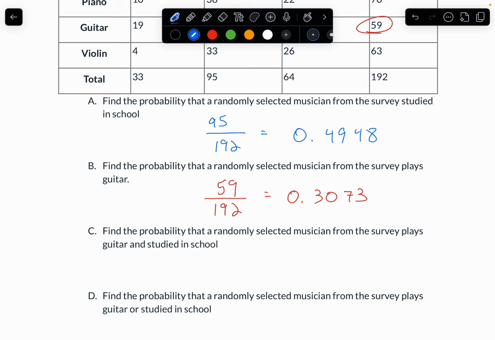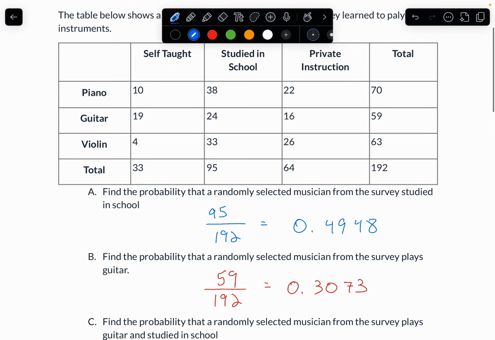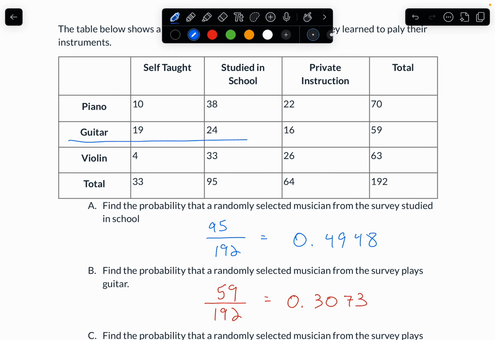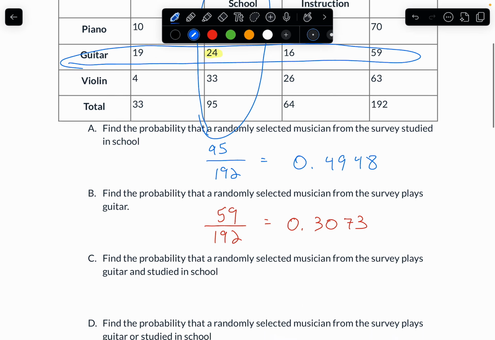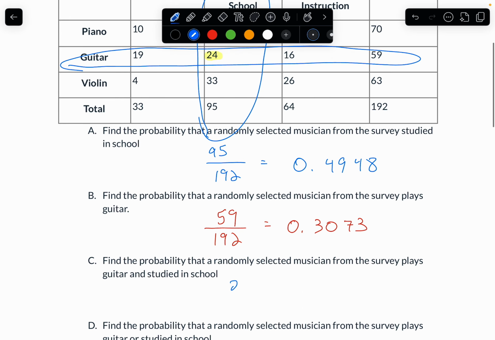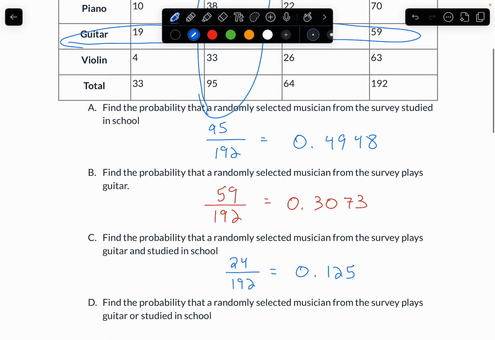Find the probability that a randomly selected musician from the survey plays guitar and studied in school. So now I want to talk about the individuals that both played guitar and studied in school. So here's the individuals that played guitar. Here's the individuals that studied in school, and I can look at this and say, well, there are exactly 24 individuals that both played guitar and studied in school. So my probability there would look like 24 out of, again, I'm selecting from everybody in my survey, 192. So 24 out of 192 gives me 0.125. Moving on to Part D.